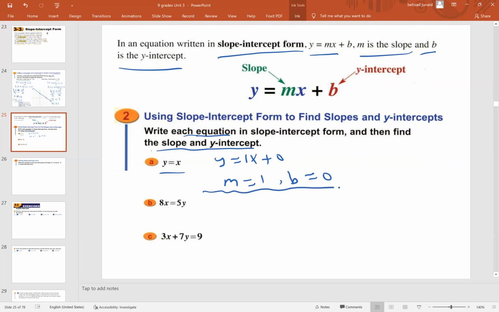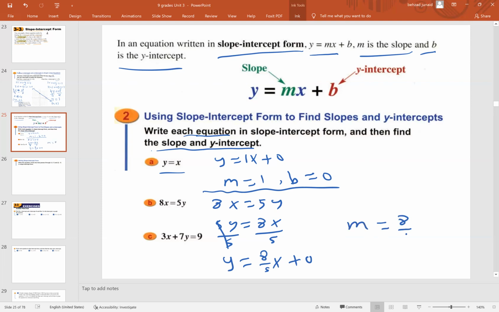B, 8x equals 5y. Or you can say 5y equals 8x. And then let's divide by 5 because we are going to isolate y. 5 over 5 equals 1y. Y equals 8 over 5 x, and you are going to add 0 as a y-intercept. Then you can say m equals 8 over 5, b equals 0. That's all for equation B.